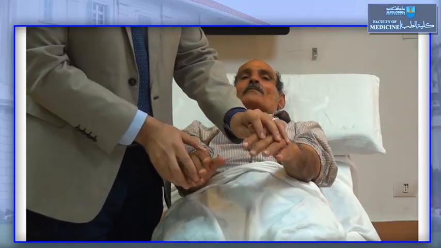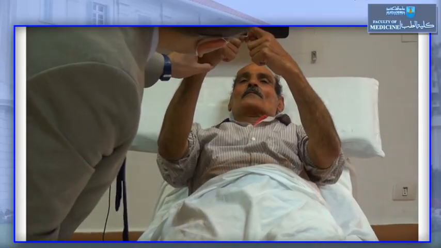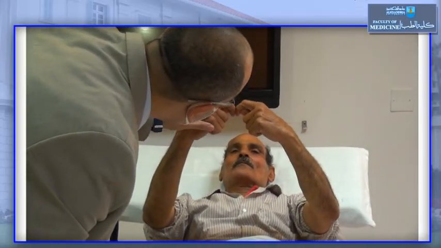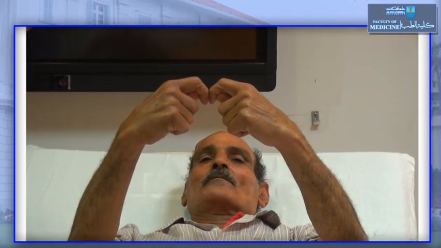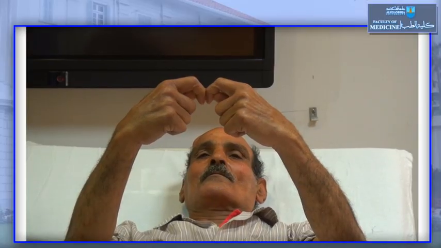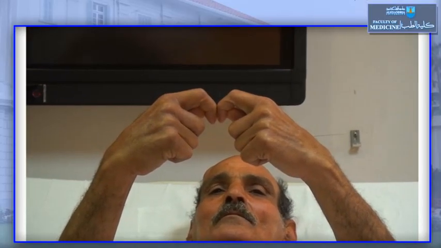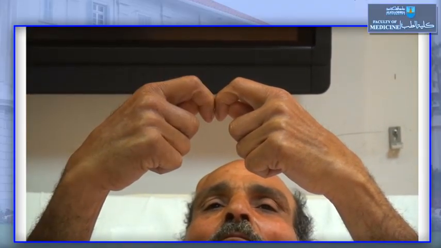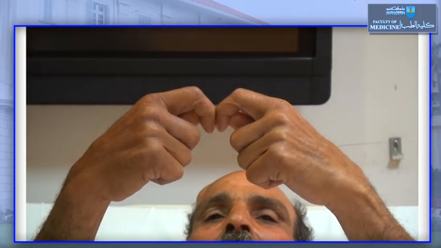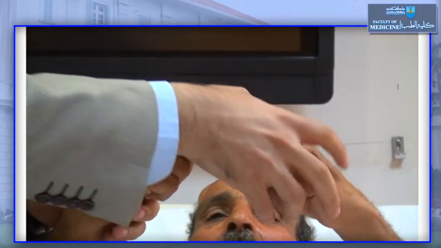Now we'll comment on clubbing. Ask the patient to do the window test. As you see here, there is some window present. There is no clubbing. This is the window test. I can see through both nails. This is the window test for examination of clubbing.